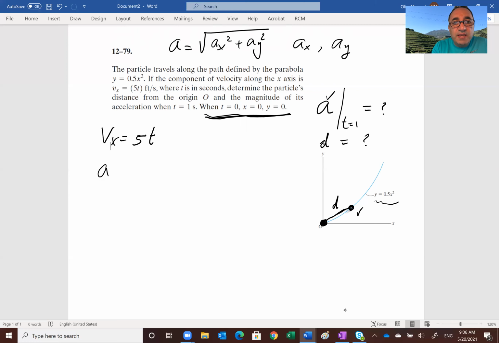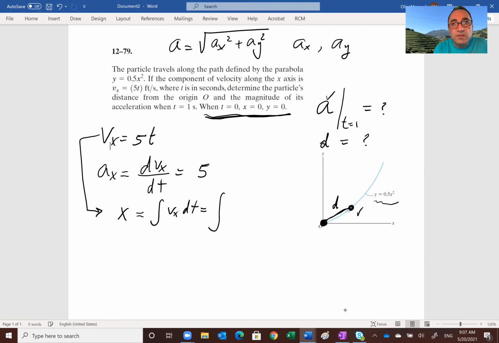I can find the x component of acceleration by taking the derivative of the x component of velocity. That's 5. But how could I find the ay? Why don't I say x is the integral of vx with respect to time, isn't it? Remember, r now is defined as xi plus yj. V is vxi plus vyj. Acceleration is axi plus ayj.